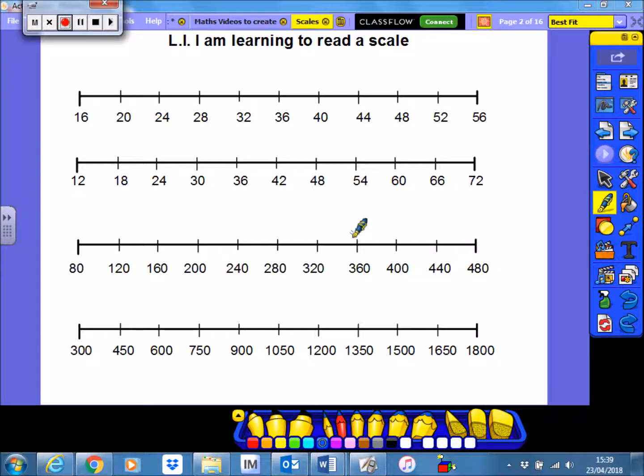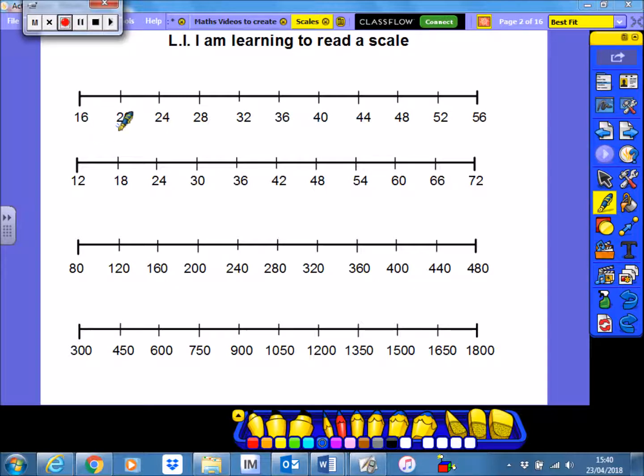Hi guys, in this video we're going to be looking at how to read a scale, which is a skill that's used in many areas of maths, including when reading number lines, but also, perhaps more importantly, when reading graphs. Now, when we're presented with a scale, such as these ones here, the number one question we should be asking ourselves is, what are the increments? What does the scale move up in?